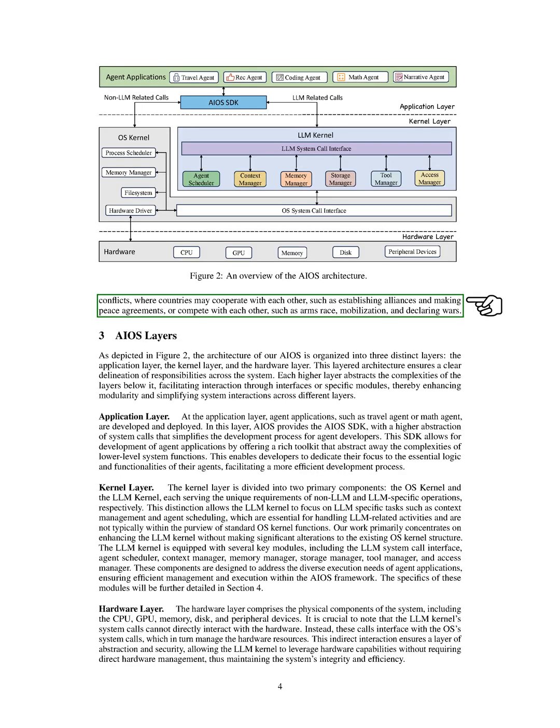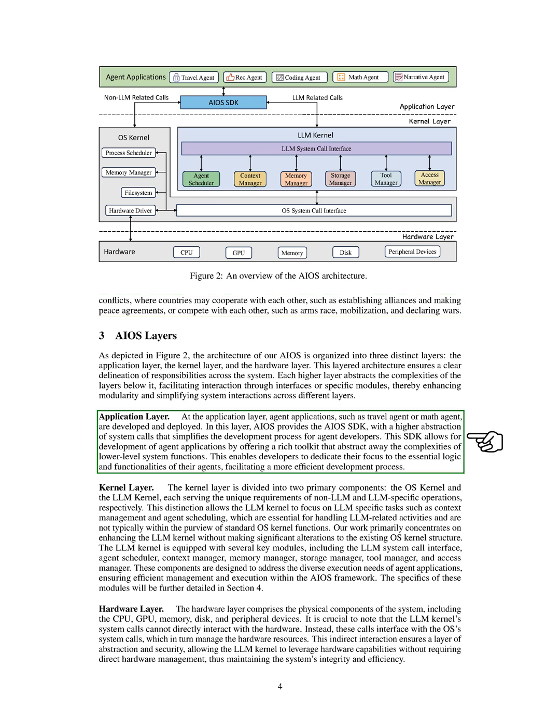Our AIOS architecture consists of 3 layers: the application layer, the kernel layer, and the hardware layer. Each layer has specific responsibilities, with higher layers simplifying interactions with lower layers. The application layer is where agent applications are developed and deployed, using the AIOS SDK to streamline the development process. The kernel layer includes the OS kernel and the LLM kernel, each catering to different operations.